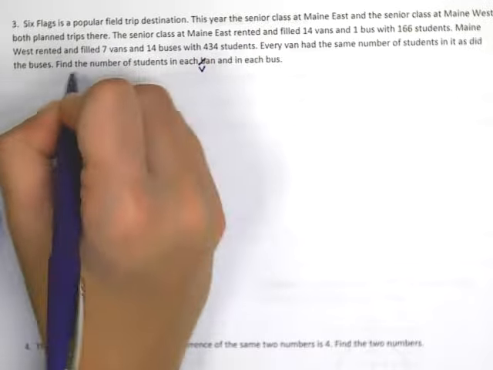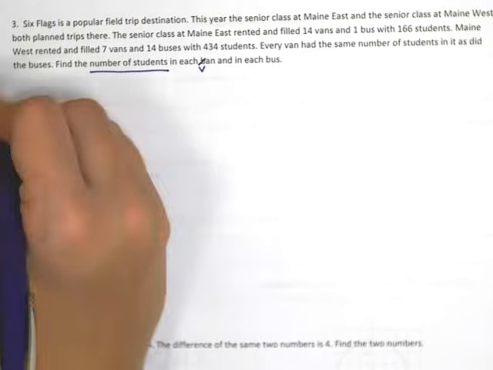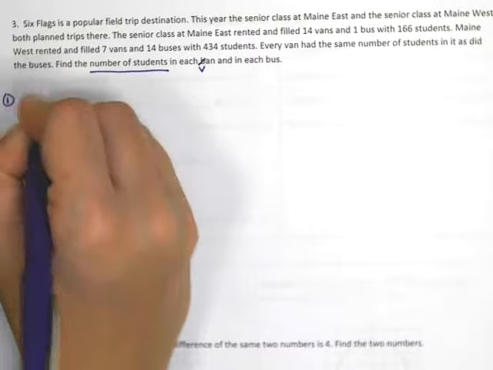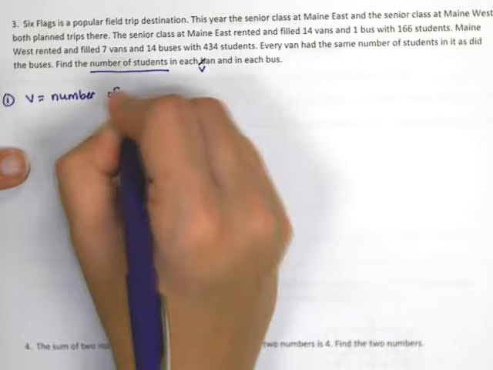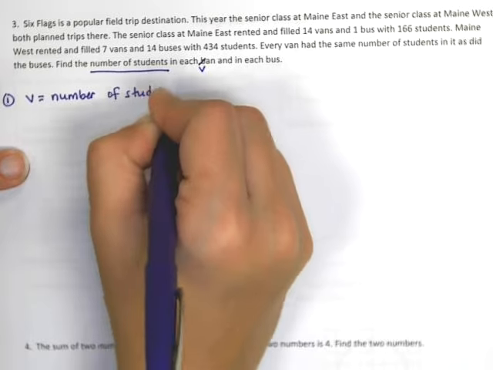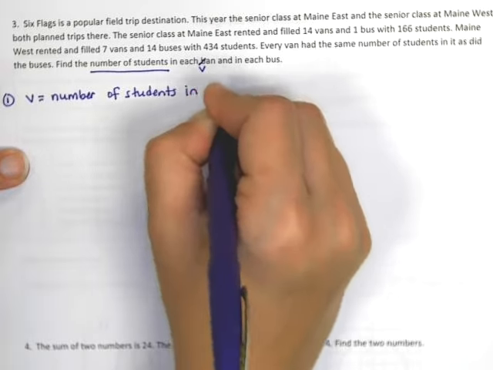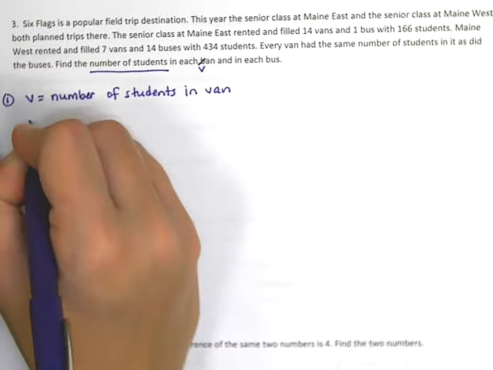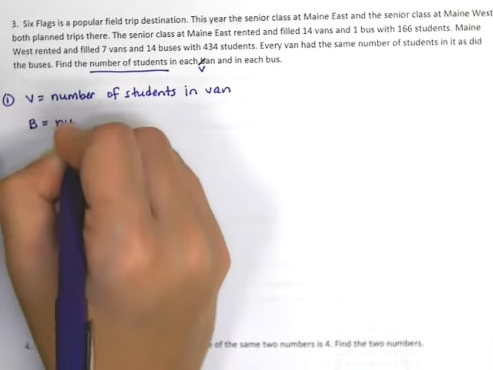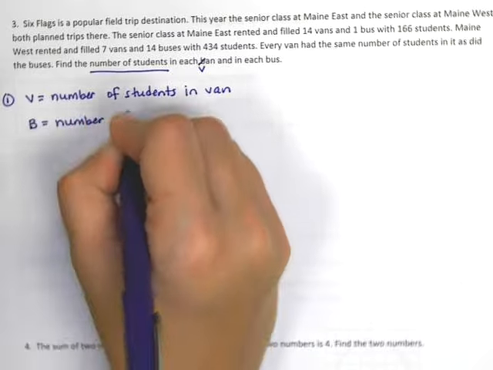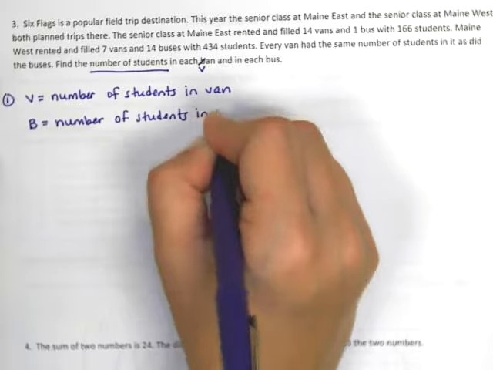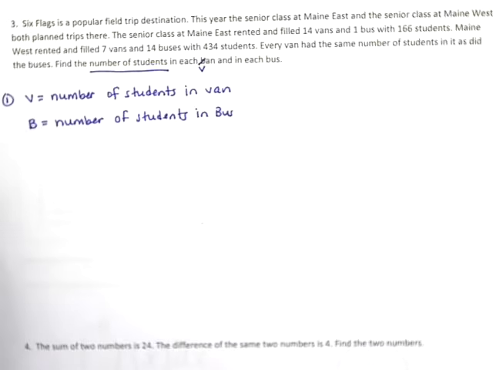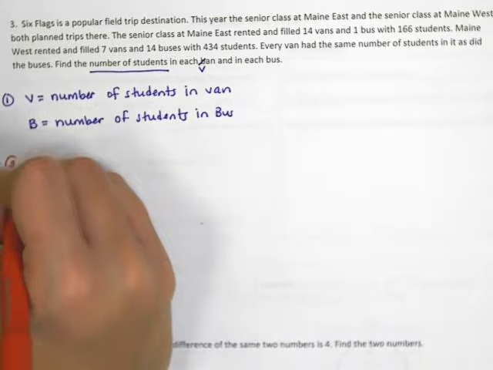Since we want to know the number of students in each van and each bus, my variables are going to be V equals the number of students in a van, and I'm going to let B equal the number of students in a bus. Now I'm going to try to set up equations. So again, there are two equations because we have two variables.